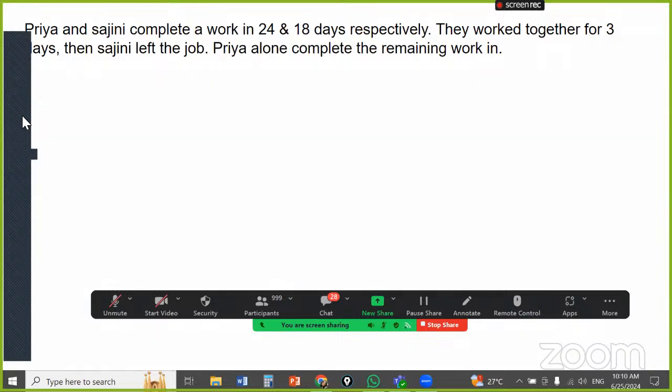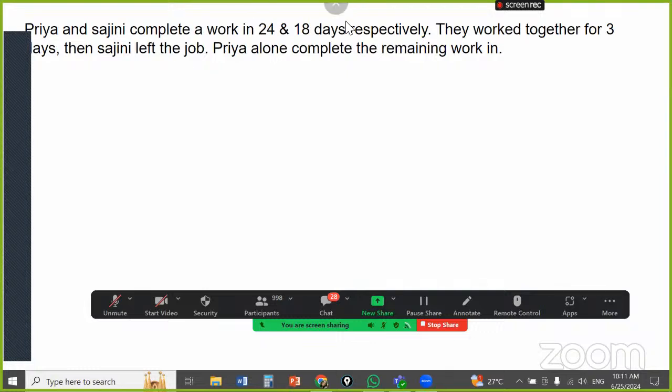Generally we are having work done. So that might be a confusion. We can just consider a work that has to be completed. First, let us take Priya and Sajni, they are doing work. What work are they doing? Let's say they are stitching a shirt. We'll consider stitching a shirt as the work done.